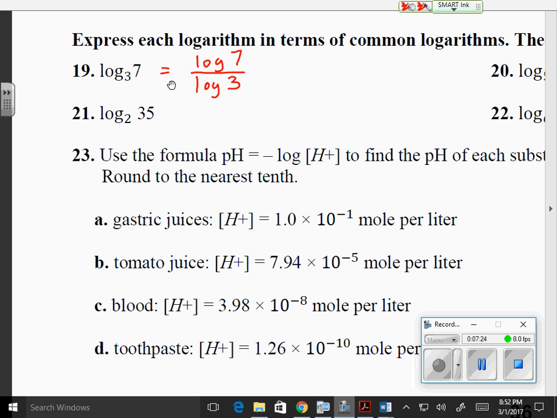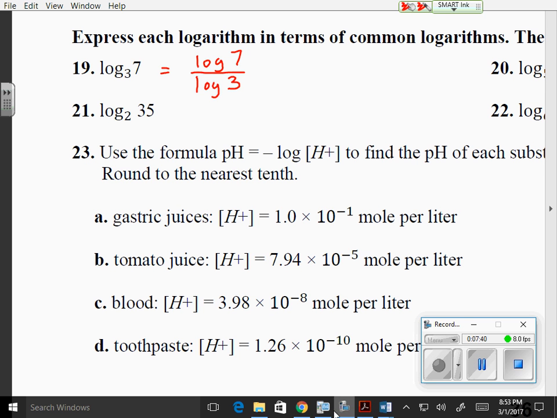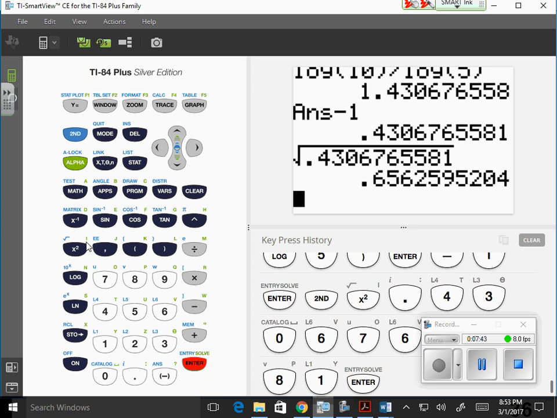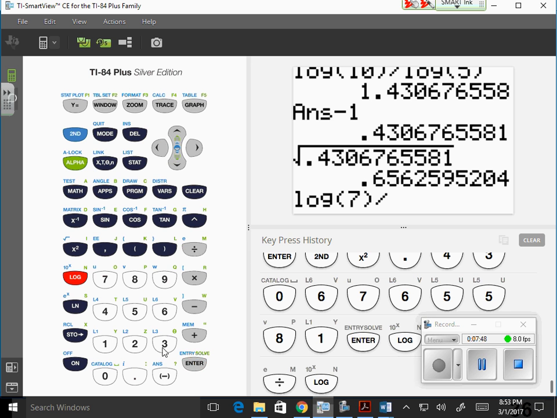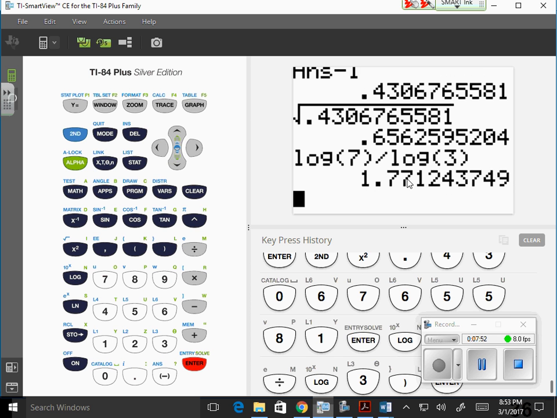If we're given, like number 19, a log that's not in base 10, then we can write it as log of the outside number divided by log of the base. We can put that in our calculator. And 1.7712. We don't have to change the 2 because the fifth number is a 4.